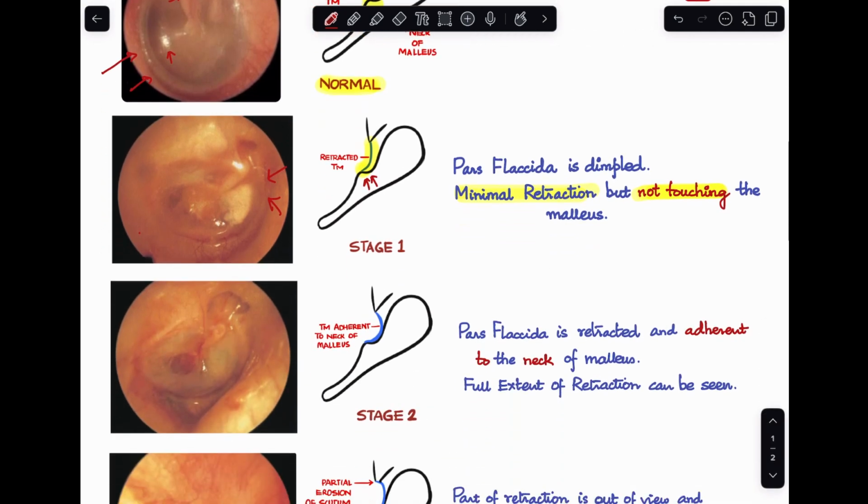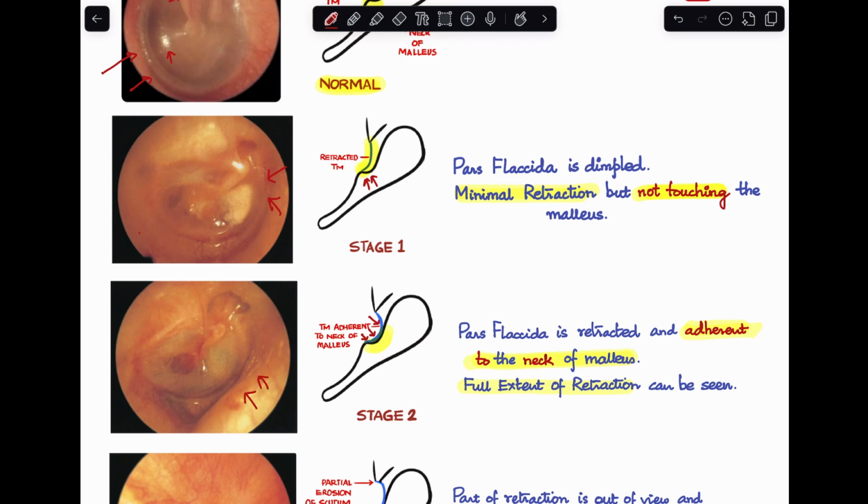Next, coming to second stage. In second stage, the pars flaccida is again retracted, but here it is different in the sense that it is adherent to the neck of the malleus. However, even though it is adherent to the neck of the malleus, you're able to see the full extent of the retraction. So this is how you'll draw it. This is the neck of the malleus, and the tympanic membrane is completely adherent to it. And you're able to see the whole retraction when you're examining the patient. And the otoendoscopic picture is right over here.